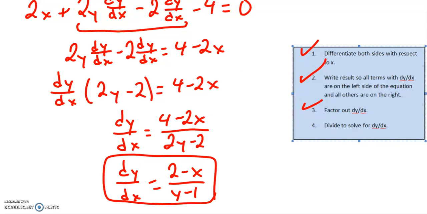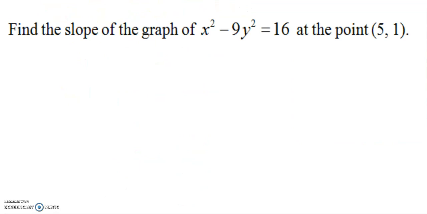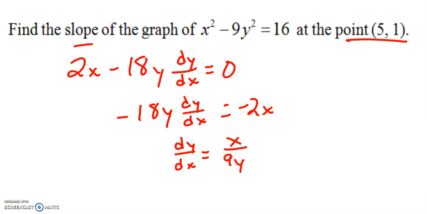Okay. Another example here. Find the slope of the graph x squared minus 9y squared equals 16 at (5, 1). Okay, so right now, we'll address finding the slope, but I would like you to take the derivative of this equation with respect to x. I would like you to pause the video, do that first, and then check it, and then we'll discuss finding the slope at this point (5, 1) once you have done that. So please pause the video, try that, and check it. Okay, so here's the derivative with respect to x.